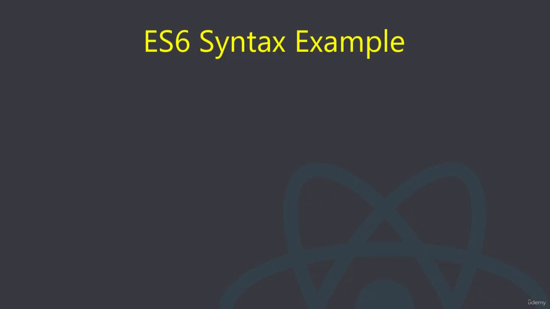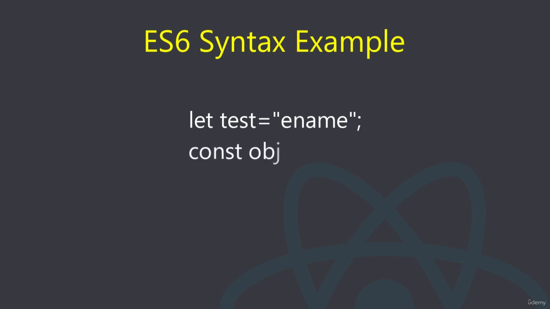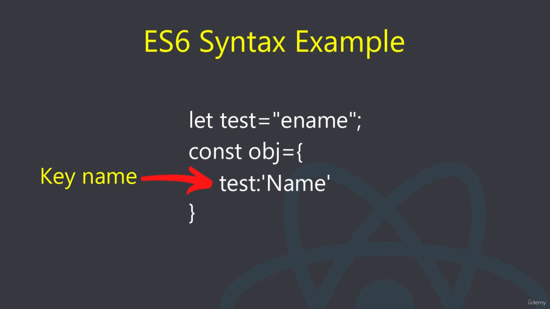Let me quickly show you the ES6 syntax. Let's say you have a variable test, and inside that I give ename, for example, and now I create an object. So for example, you want to give ename as the key. So you are referring the variable like this, and then you give the name of the employee, whatever the name is. But here when you say test directly, it means the key name is test. It's not going to refer to the value of ename.